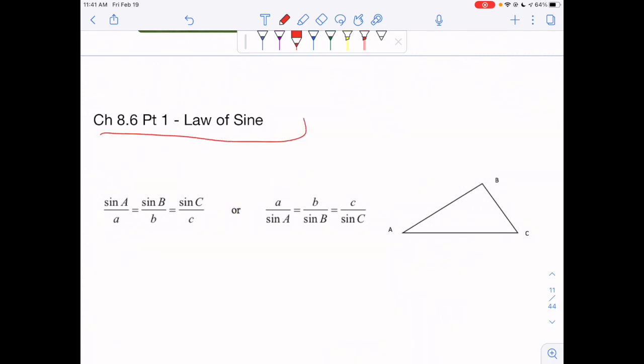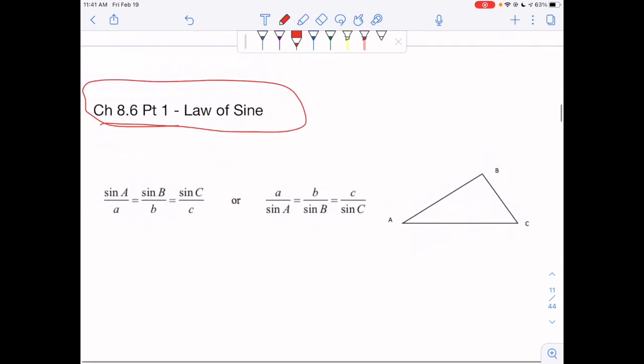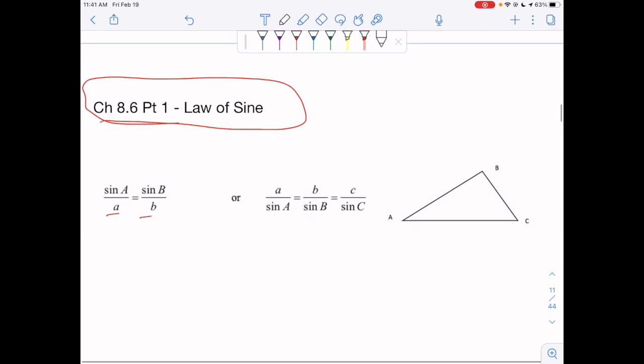So, chapter 8.6, part 1, law of sine. If you didn't title that yet, please do so. You have this formula here. It's showing all three equal signs right now only because there are three sides. They're just letting you know that it's interchangeable. You can just focus on A and B, or you can focus on sine A and sine C, depending on how your diagram is drawn.